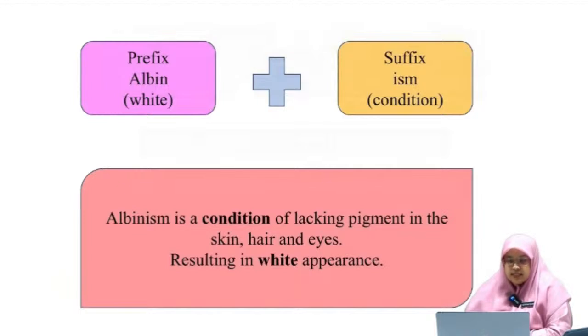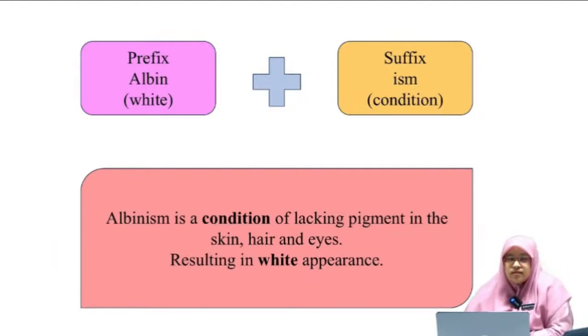So what is albinism? Albinism comes from the prefix "albin", which means white, and the suffix "-ism", which means condition. Albinism is a condition of lacking pigment in the skin, hair, and eyes, resulting in a white appearance. That's why the physical appearance, or phenotype, of albinism is white.